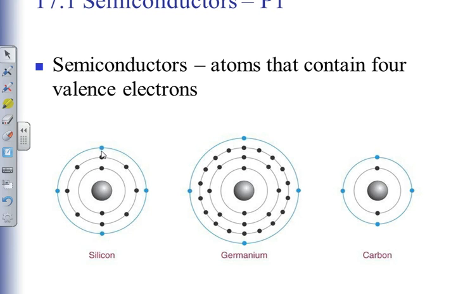They can either have an electron that's free floating around, or they could act as an insulator and not allow electrons to move around. So in the case of our favorite semiconductors, carbon, silicon, and germanium, they all have 4 electrons in their outer shell.